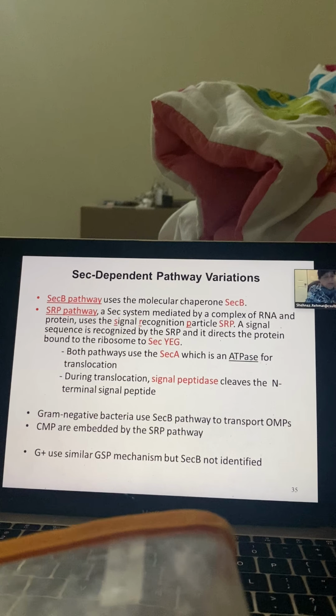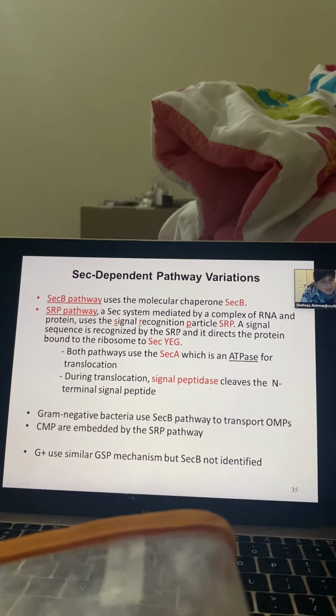Now, going away from this SEC-dependent pathway, are there other secretion pathways that are similar? So we just discussed a SEC-B pathway, which uses the chaperone SEC-B. While there's another pathway that is operative in some bacteria, which is called the SRP pathway. So SRP is again a secretory system, and this is mediated by a complex of RNA and protein. So it's not only the protein SEC-B, but another protein-RNA complex guides this protein to be transported across.